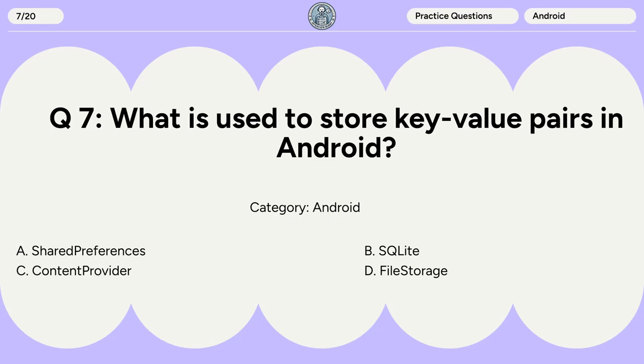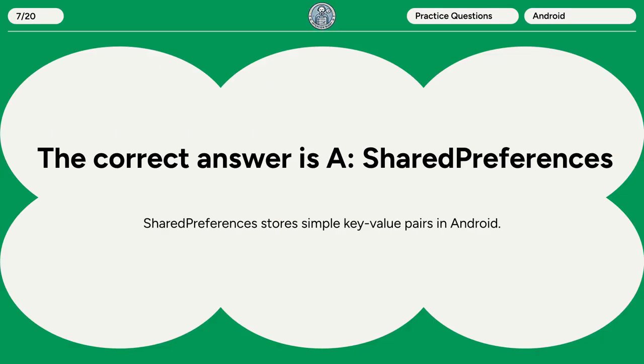Question 7. What is used to store key-value pairs in Android? A. Shared preferences. B. SQLite. C. Content provider. D. File storage. The correct answer is A. Shared preferences. Shared preferences stores simple key-value pairs in Android.